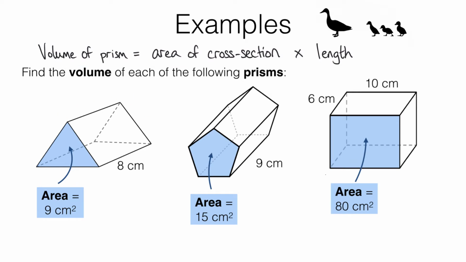We have a triangular prism, so the cross-section is a triangle. We are told that the area of the cross-section is 9 centimeters squared, and we are also given the length of the prism. In this case, it is 8 centimeters. That means the volume is the cross-sectional area, which is 9 centimeters squared, multiplied by the length, which is 8 centimeters, and that gives us a volume of 72 centimeters cubed.